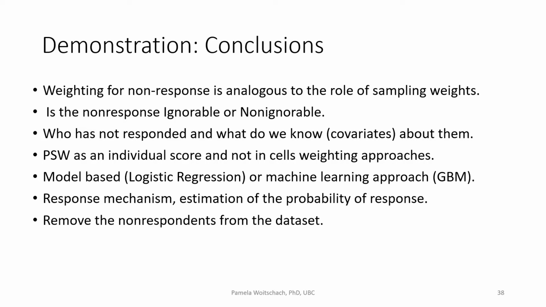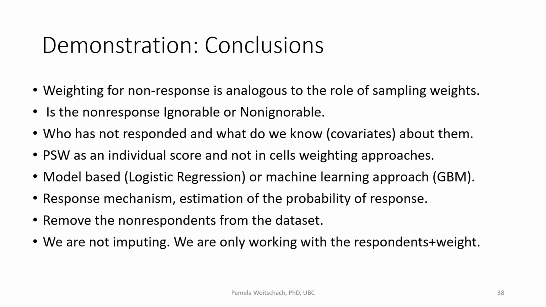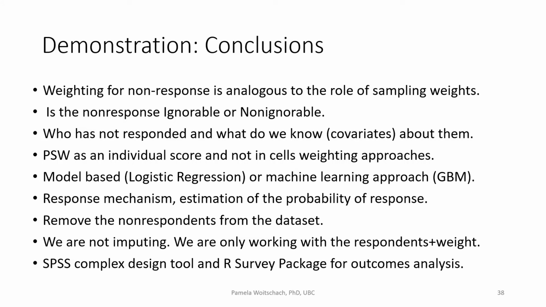To calculate our outcome analysis, we only work with the set of respondents, who represent the portion of the non-respondents. So in this case, we were not filling in the blank boxes, but including the respondents and their non-response weights in the analysis. To calculate the propensity score weighting, we use two different software packages that allow our audience to work with the software that they feel more comfortable with.